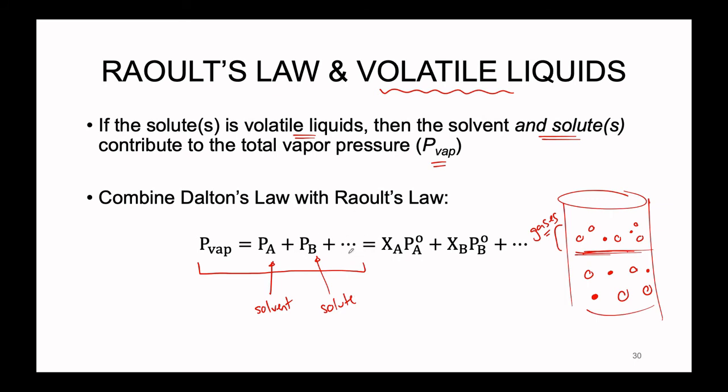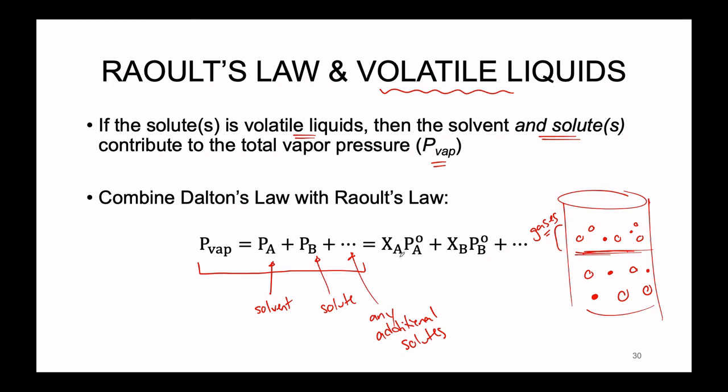If we have any additional solutes, like a second solute is mixed in or even a third, we would just keep adding on the partial pressures here, hence the dots. So this would be any additional solutes. All right, well, as we've seen already though, the vapor pressure of any one of these components is equal to the mole fraction of that component times its normal vapor pressure.